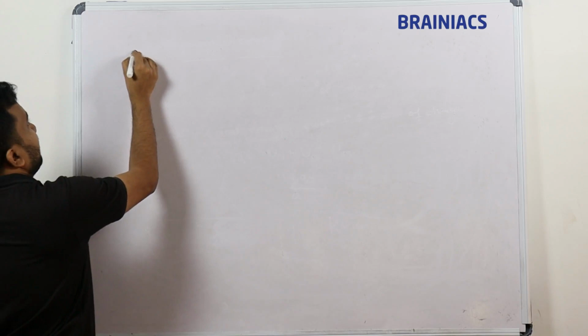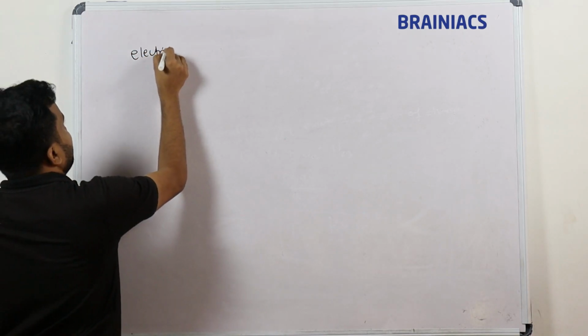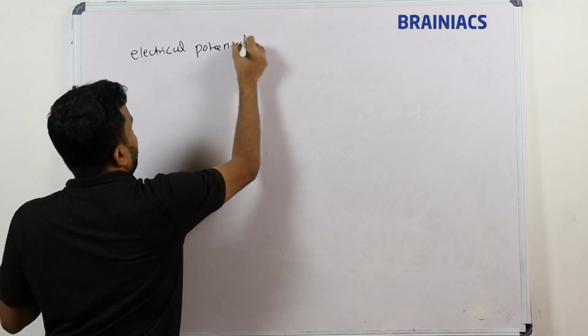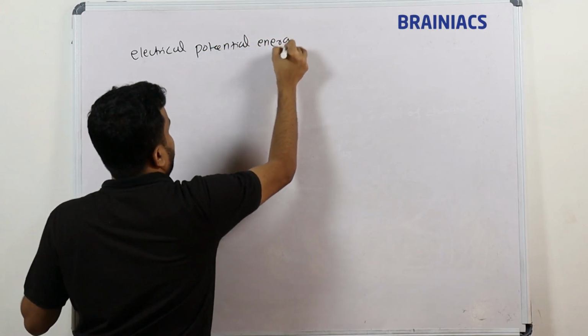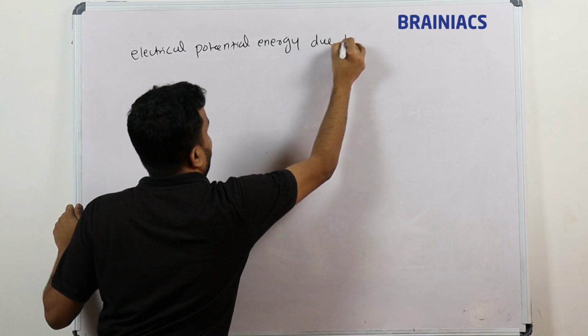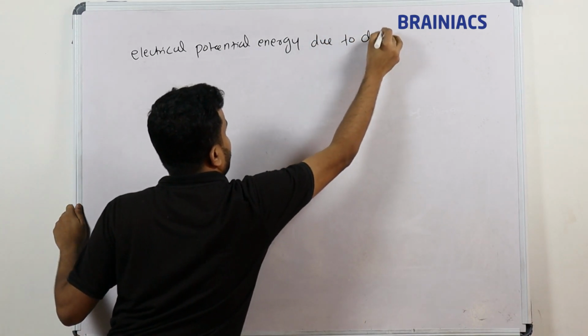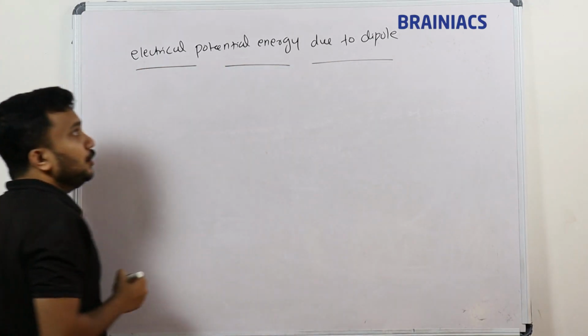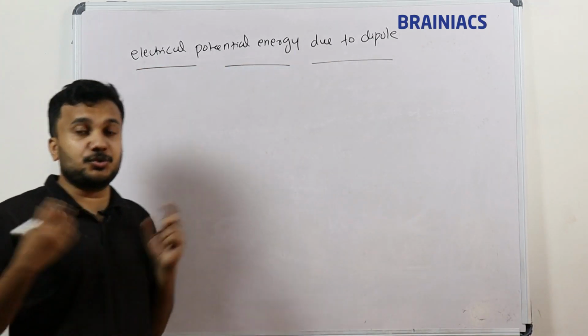Okay, so we will write the next heading, electrical potential energy due to dipole. So a dipole is a system of charges, right? A dipole consists of more than one charge, which means two charges will be there.